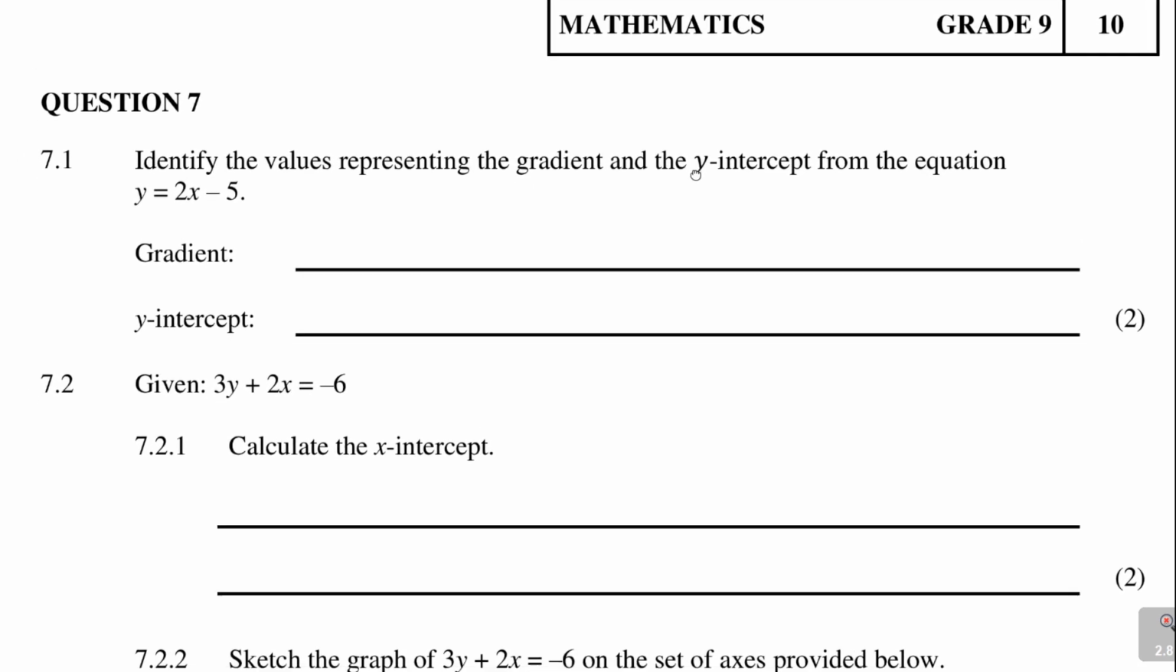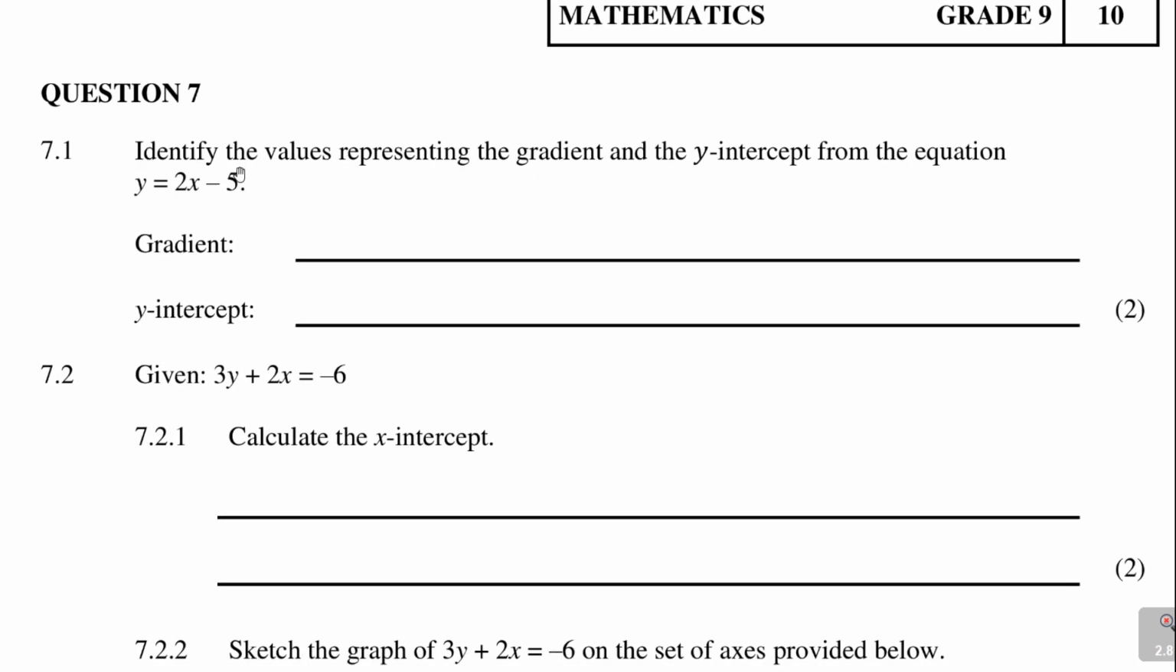Question number 7. Very important. It says identify the values representing the gradient. Yes, that's where we are on graphs. The gradient and the y-intercept from the equation. So look what they do. They will give you an equation as they gave here, to say y is equal to 2x minus 5.